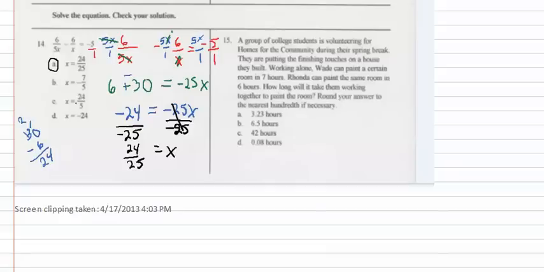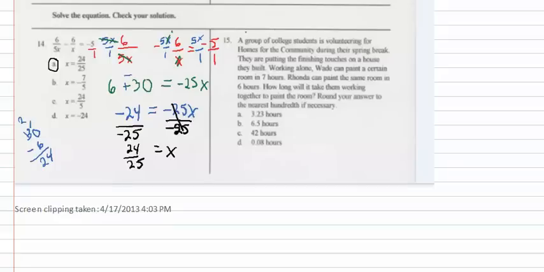Okay, and the last one, it says a group of college students is volunteering for homes for the community during their spring break. They are putting the finishing touches on a house they built. Working alone, Wade can paint a certain room in 7 hours. Rhonda can paint the same room in 6 hours. How long will it take them, working together, to paint the room? Round your answer to the nearest hundredth if necessary.